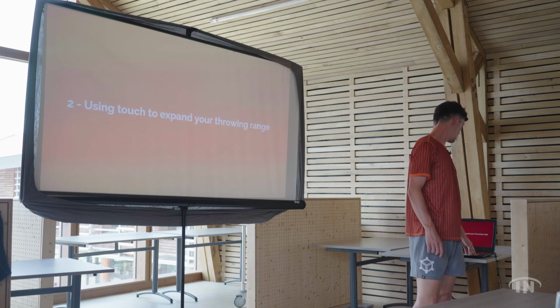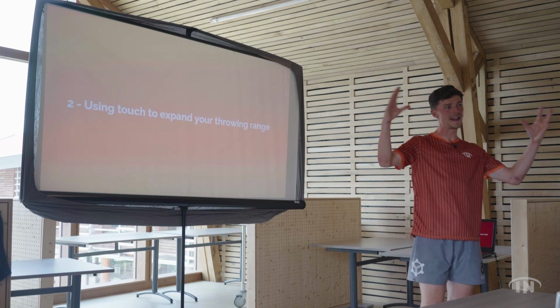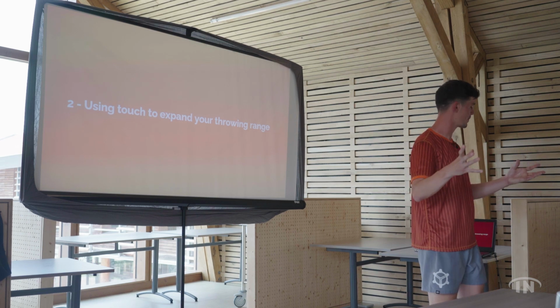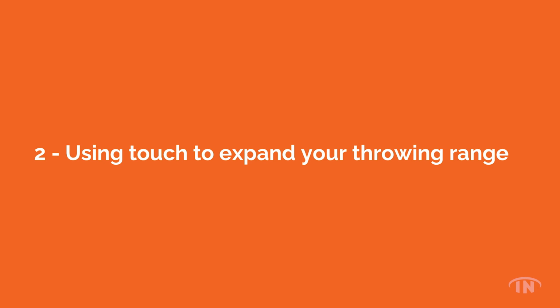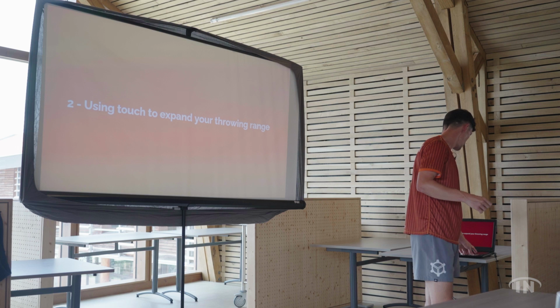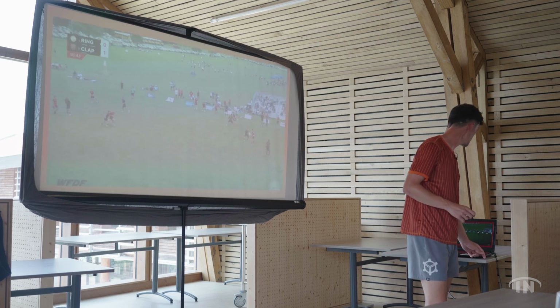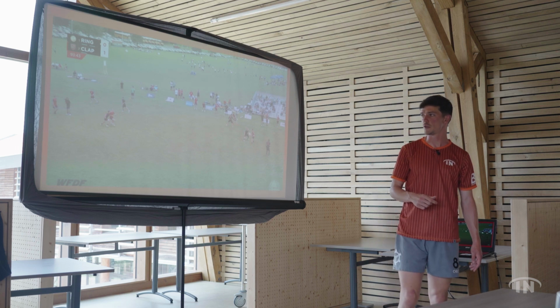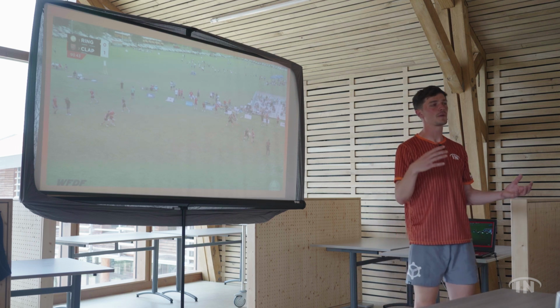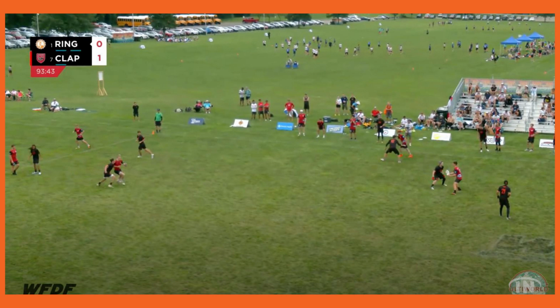Cool. So we've talked about expanding that receiving sphere to make things as easy as possible by using touch. We can also use touch to expand our throwing range and throwing ability with those throwing spheres. So this is going to be a bit of audience participation again. So in these throws that we've talked about so far, there are what I would call the traditional ideas of how we get the disc to a receiver.